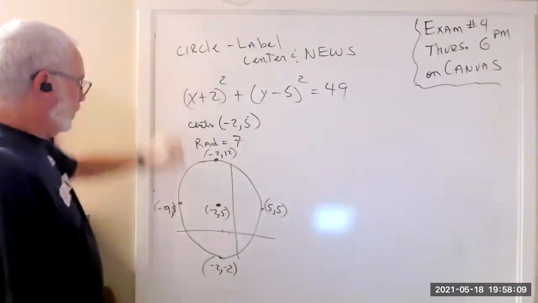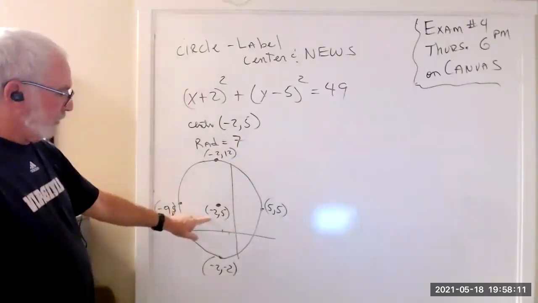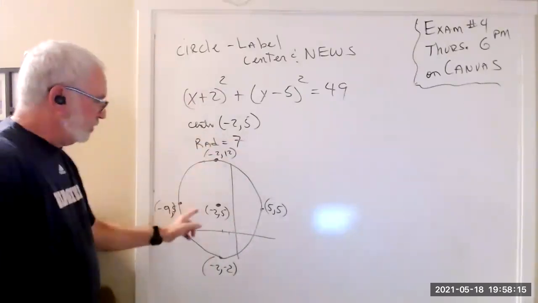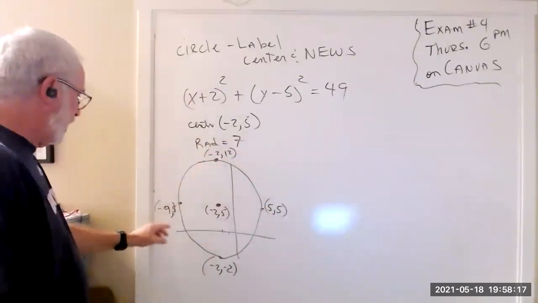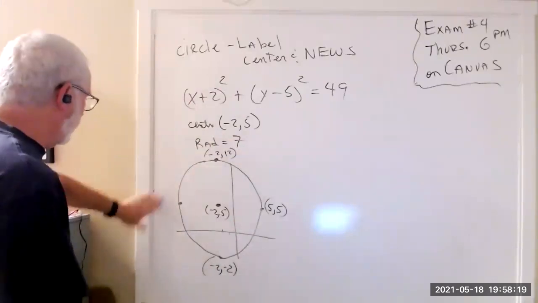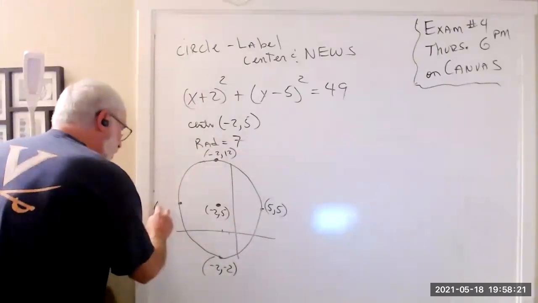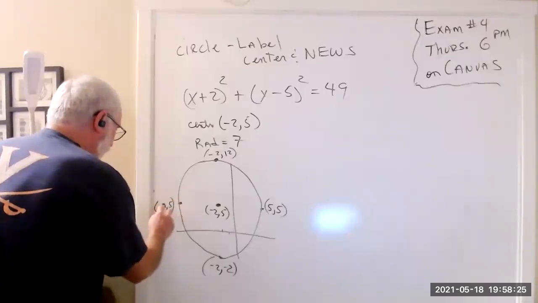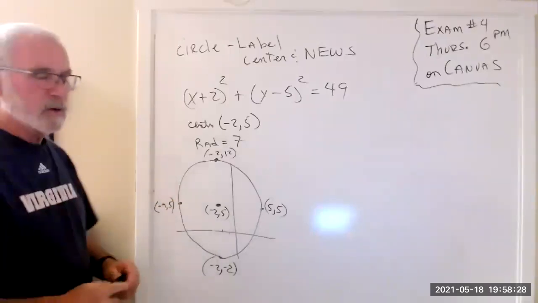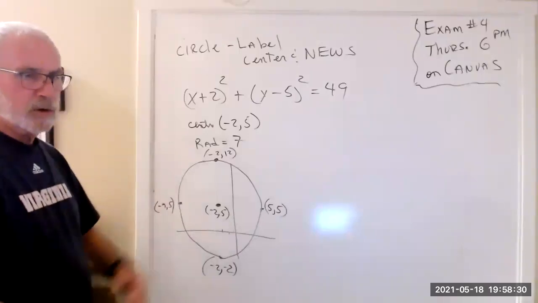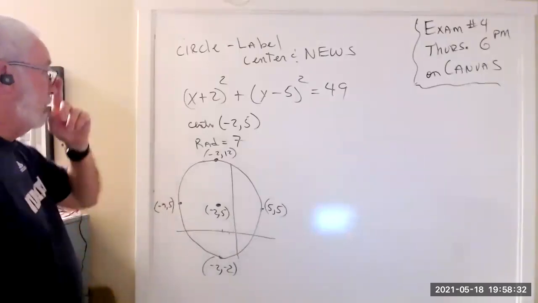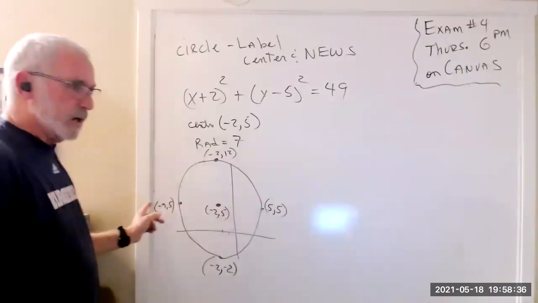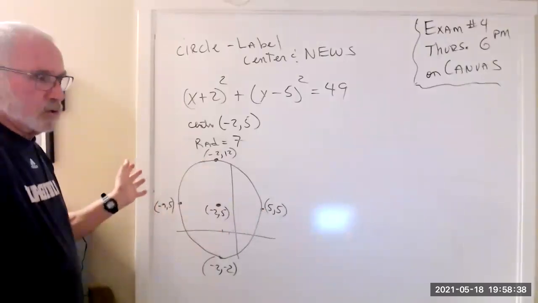So this is the center, ordered pair (-2, 5). I went up 7, down 7, right 7, left 7. If you can't read my handwriting, I will be more than happy to redo it. This was (-9, 5). If you can't read my handwriting, I'll redo this or I'll repeat it for you. That's what I mean by news: north, south, east, west, the corners of the circle.